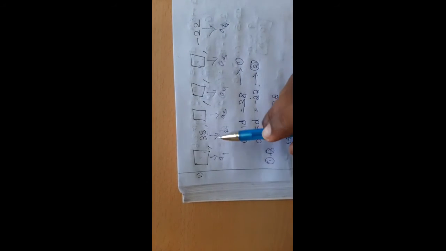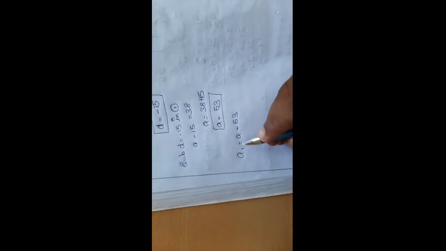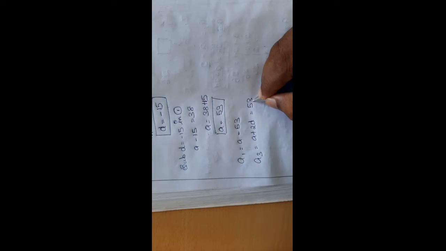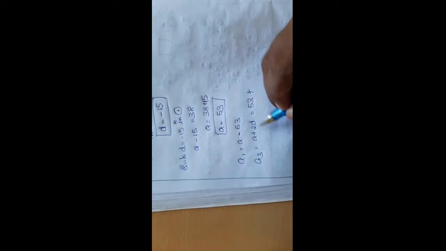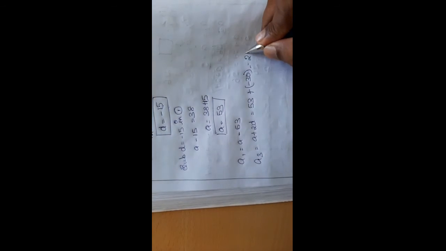So 38 plus 15 is 53. So a is 53. Now we can find the missing terms. The first term a1 is nothing but a, so a1 is equal to a, that is 53. Then the third term, we call it a plus 2d. And a is 53 plus 2 times d, which is minus 15, so it's minus 30, giving 23.